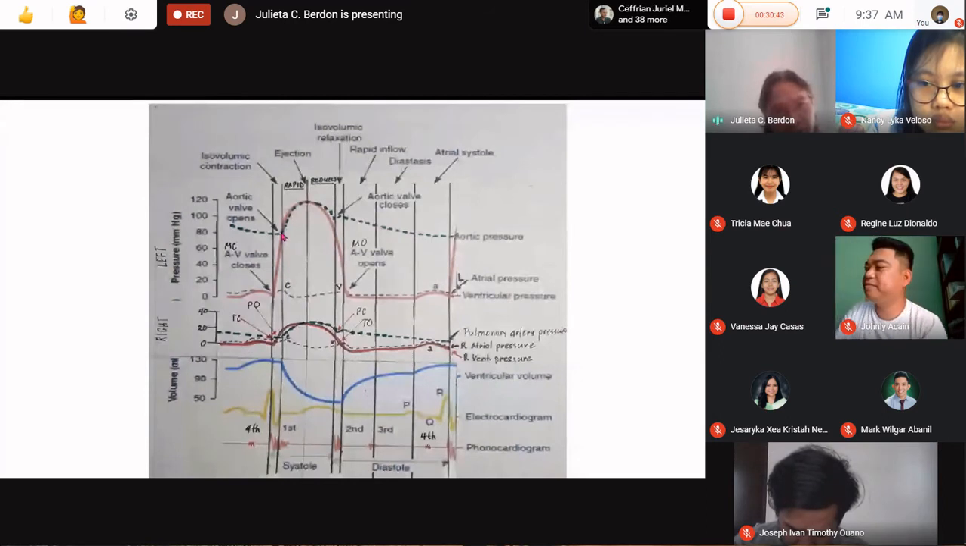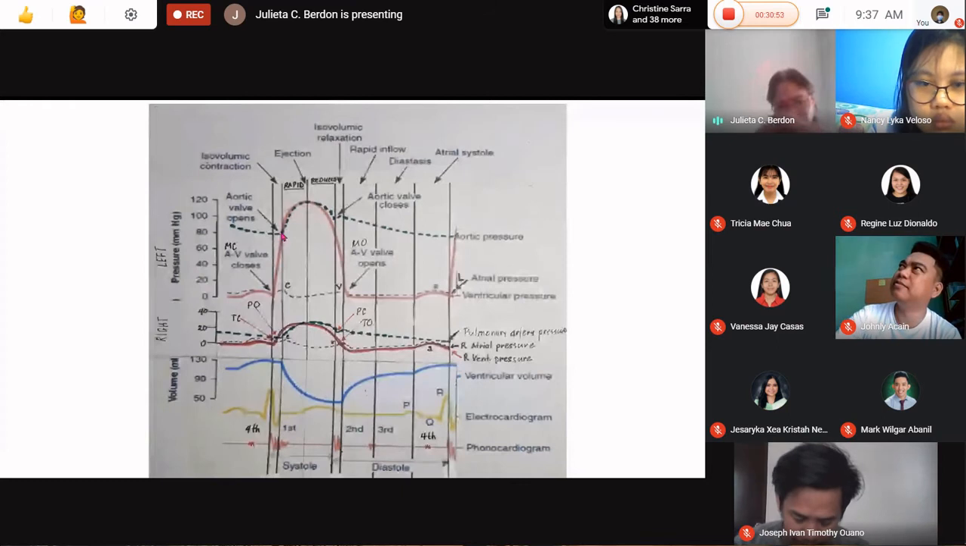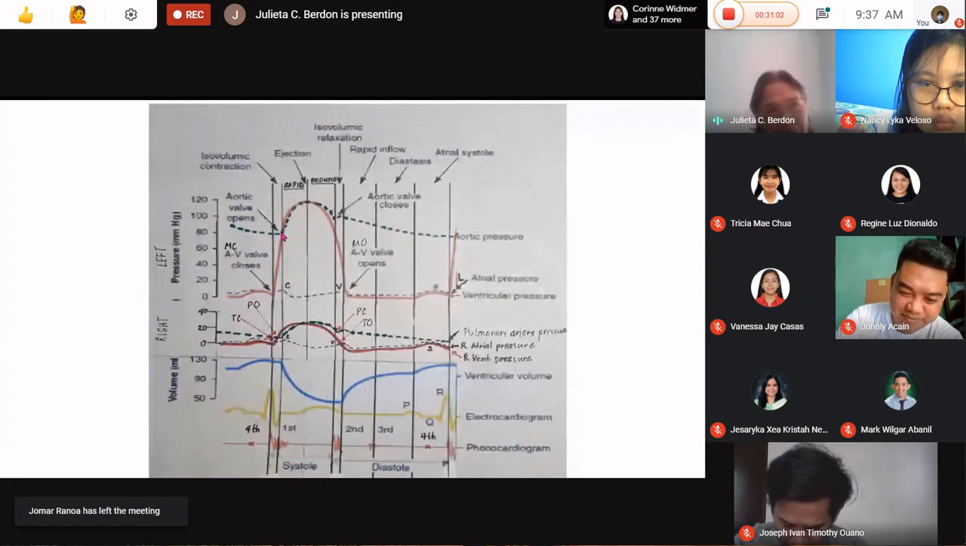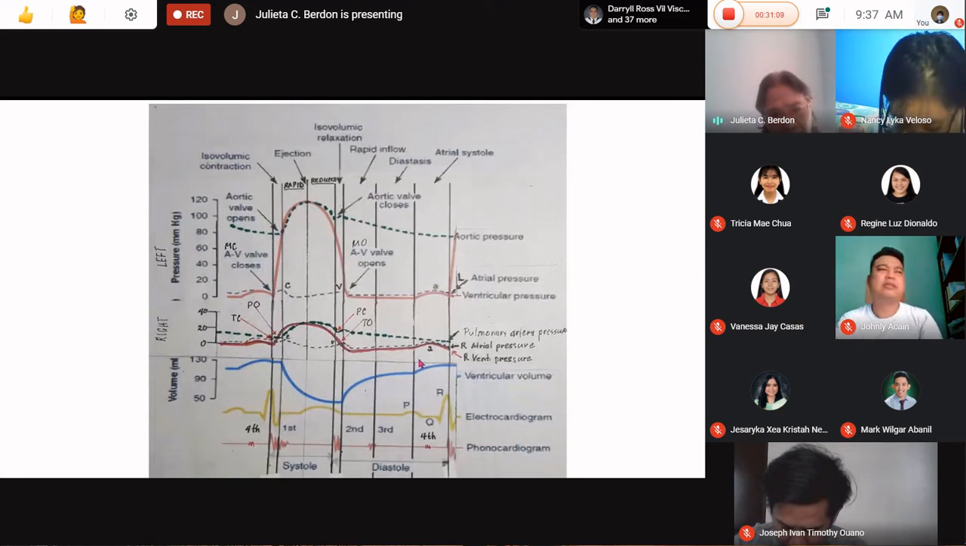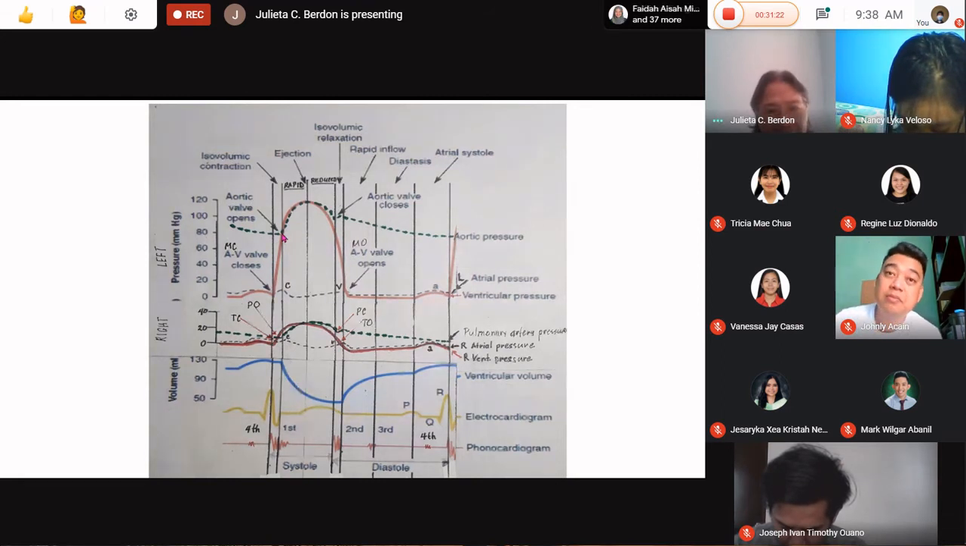Opening and closing, right? That's why I tried to recall. The minute the pressure in the ventricle is greater than the aortic pressure, your aortic valve opens. Your ventricular pressure is increasing rapidly, and during contraction all the valves are closed. But the minute it becomes greater than aortic pressure, your aortic valve will open. Can you imagine that?